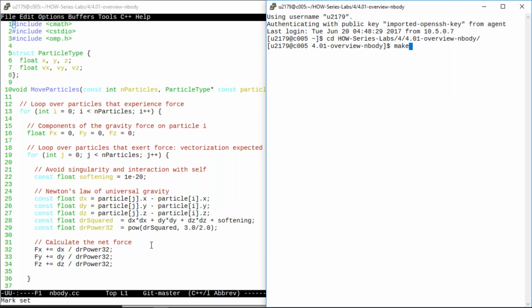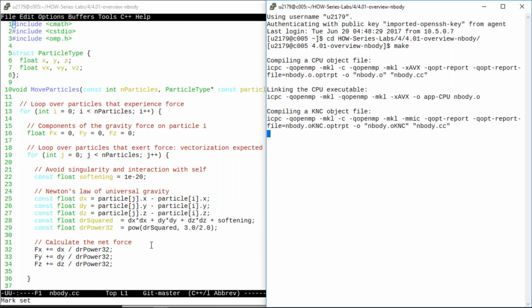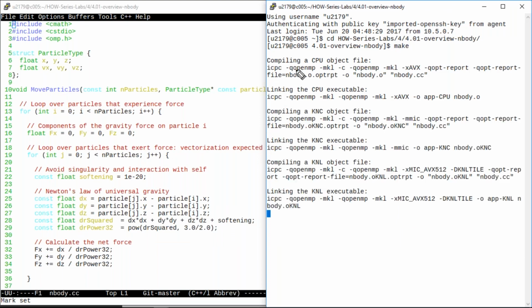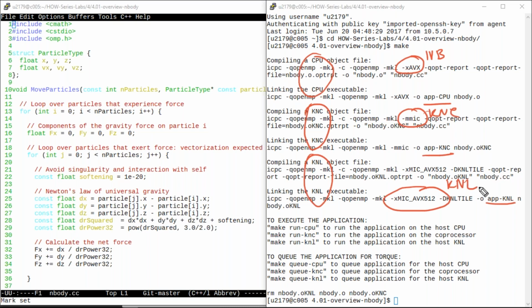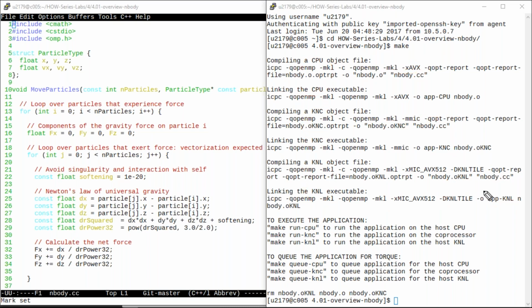So let's compile and run it. When I type make, as usual, you will see 3 compilation attempts. One makes a CPU executable because it gets compiled with -xAVX. This is for the Ivy Bridge architecture. There's also a Knights Corner executable because it gets compiled with -mmic. And there's a Knights Landing architecture because it gets compiled with -xMIC-AVX512. So this is KNC, this is KNL. But we use the same exact code for all platforms.